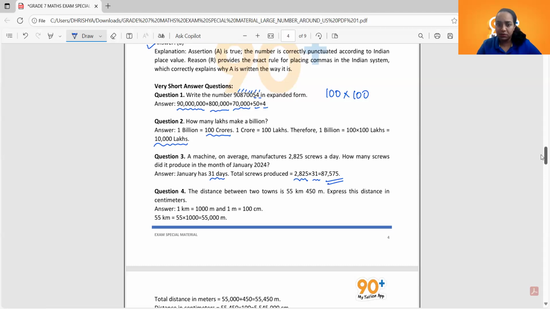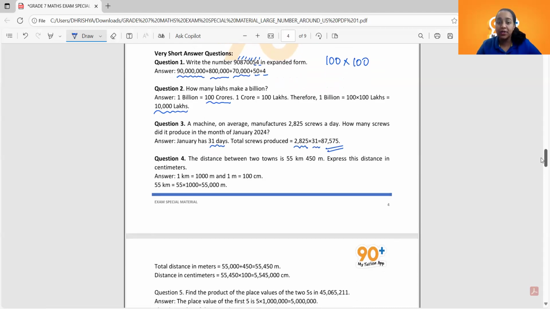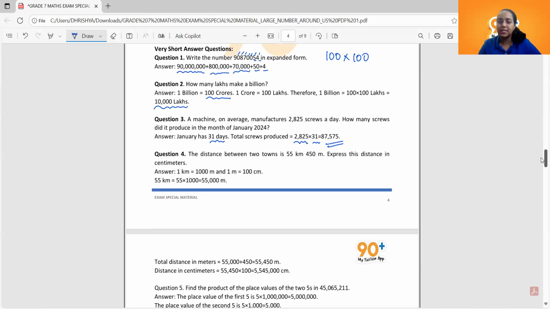Okay. Now, question 4. There are two towns, and the distance between them is 55 kilometer and 450 meters. Express this distance in centimeter. What we have to do is convert it to centimeter. Okay. So first, what will we do? There are kilometers and meters. We know that 1 kilometer is equal to 1000 meter, and 1 meter is equal to 100 centimeter. This we already know. Okay.